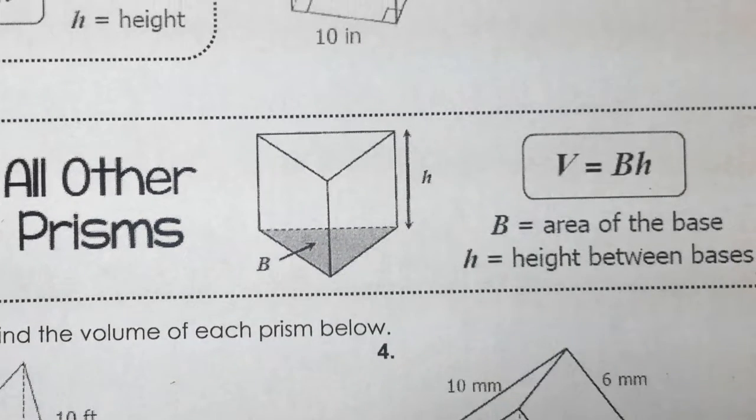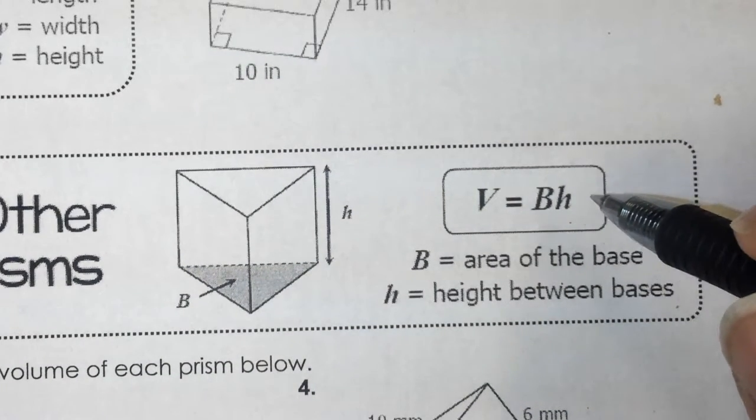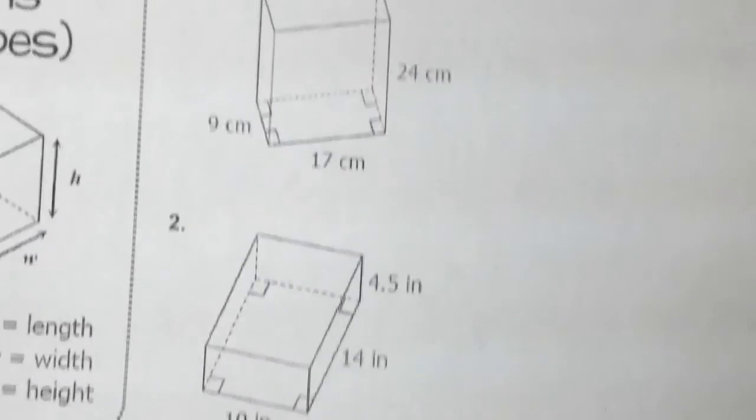The only additional piece we add in there for volume is really height. Without that H right there, you're really just doing the area of your figure, whatever figure you got. Take the area of your figure, times it by the height. That's that third dimension right there. And then that's going to give you volume.